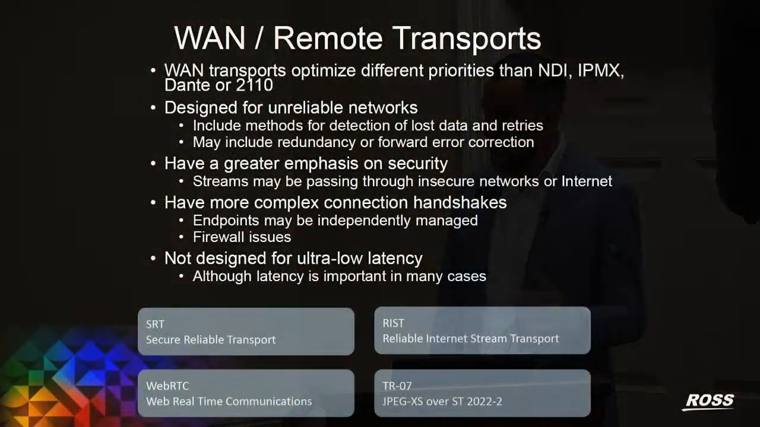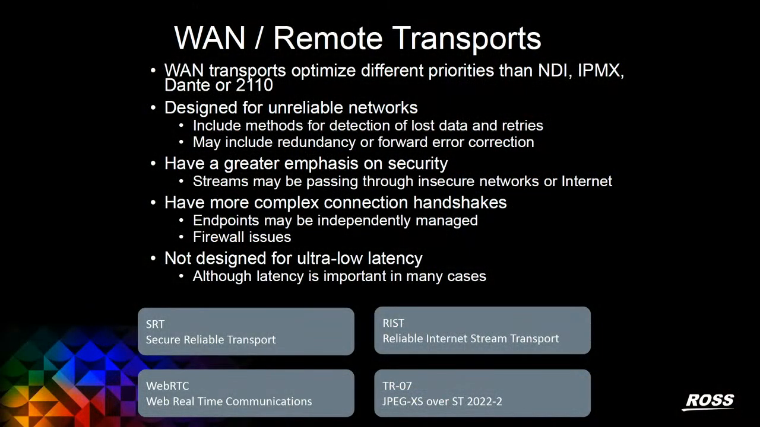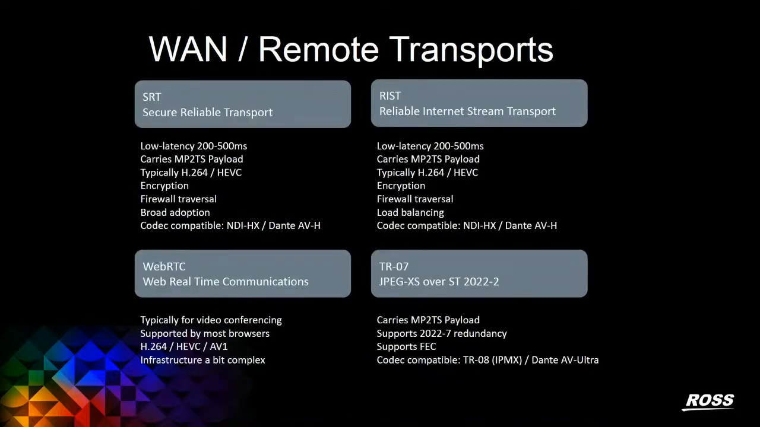So we have 4 different types we'll touch on today. SRT, secure, reliable transport. RIST, reliable internet stream transport. WebRTC is web real-time communications. And then JXS or TR07. So a few different things to kind of categorize these. What I find interesting about the top 2 is they're, for all intents and purposes, pretty much the same, right? Like on paper, they look very identical. In fact, RIST actually looks even better on paper when you really get into it.